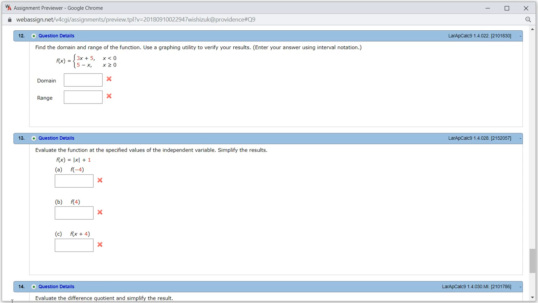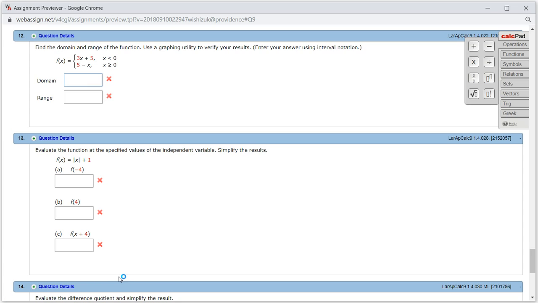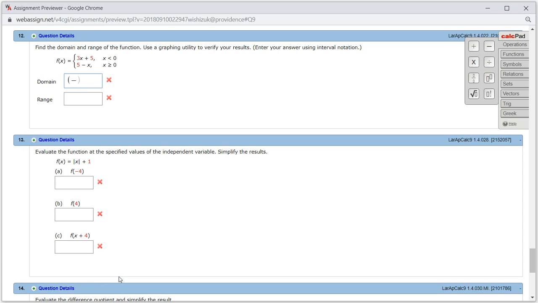We have a piecewise defined function, and you can see that this function is defined for all possible x values. The top one is for all negative real values, and here these are all non-negative real values. So the domain is going to be all real numbers. I'm going to just put that in: negative infinity to positive infinity. That will be the domain because you can plug in any number you want.